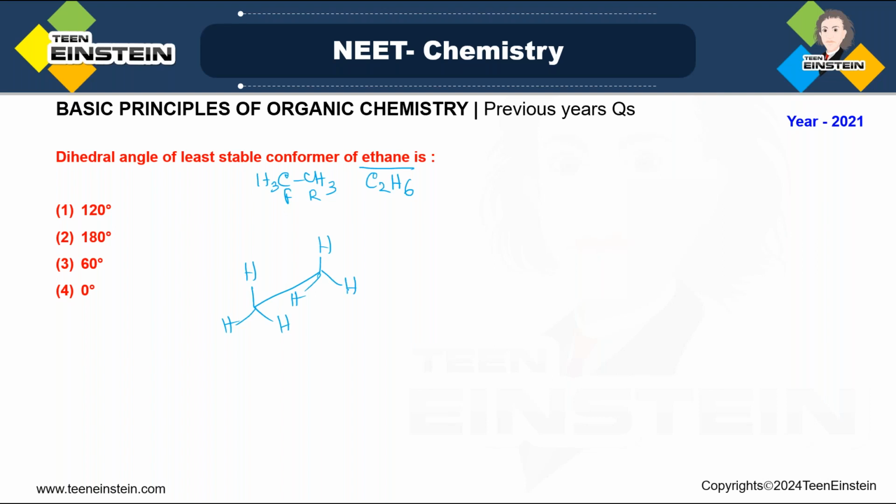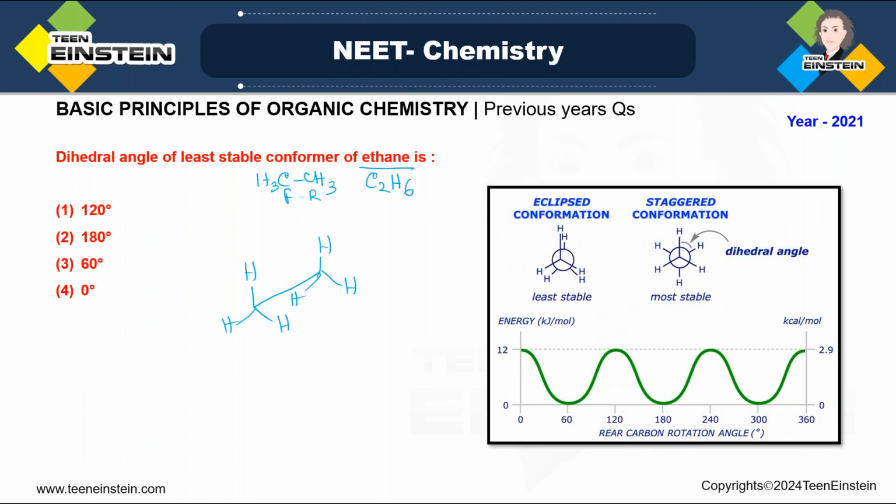Now to understand this dihedral angle properly, better you consider the Newman projection. So here you can see the Newman. If I convert this sawhorse to Newman, you will get this type of Newman, where all the hydrogens are arranged like this. Here these two are eclipsed. So this is eclipsed conformation, and it is asking the dihedral angle of the least stable conformer.